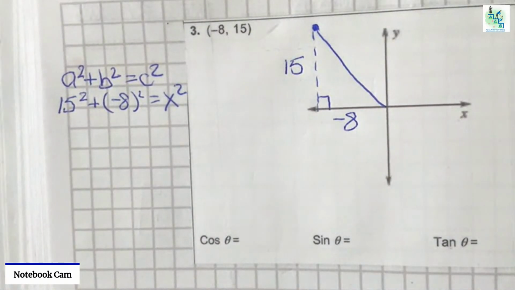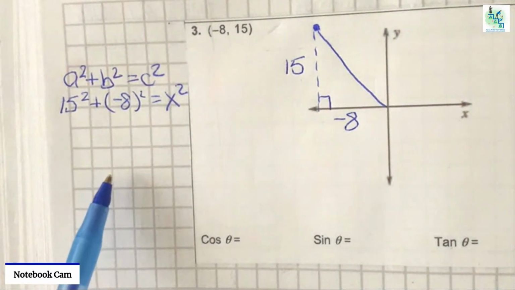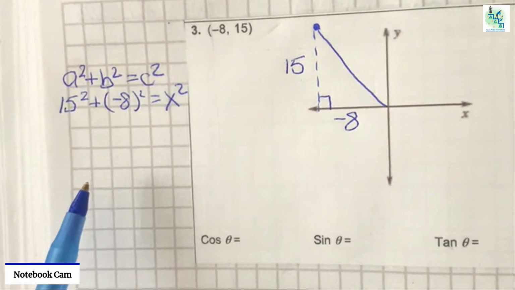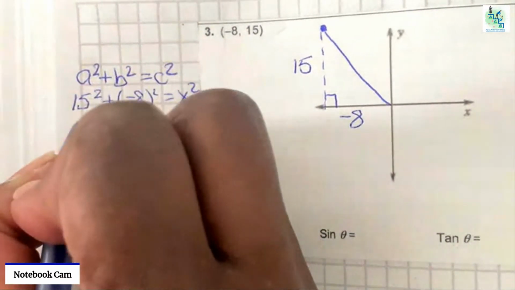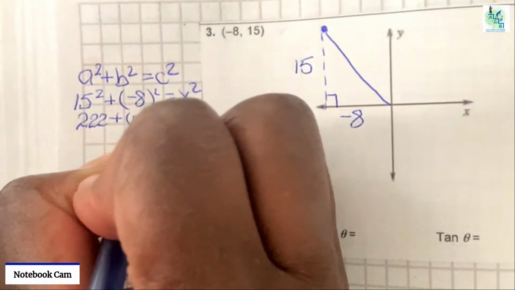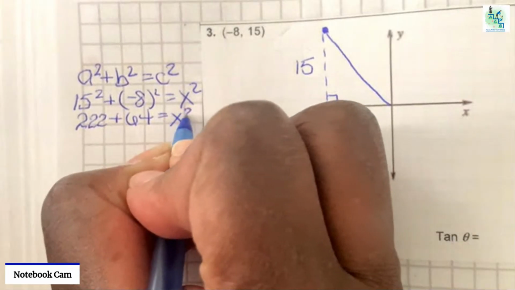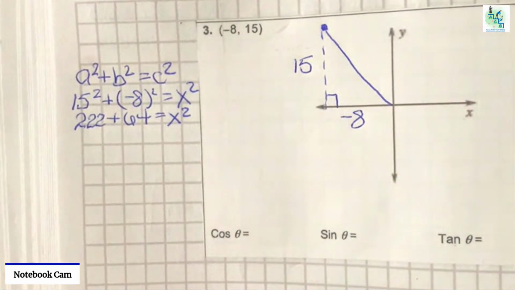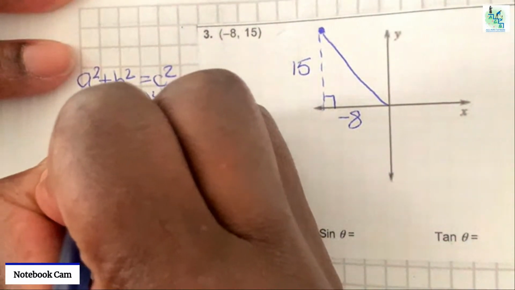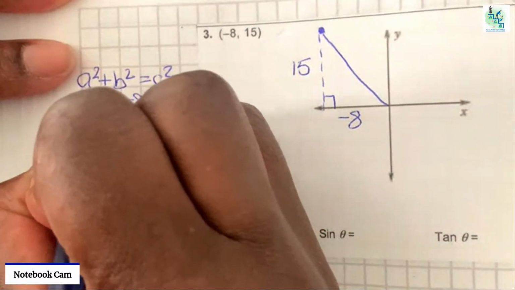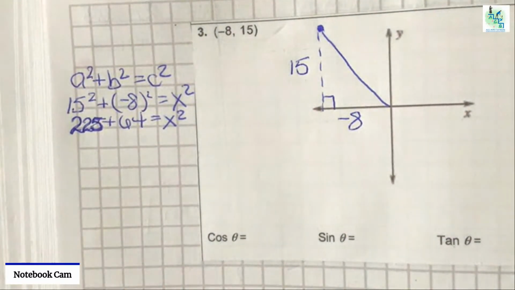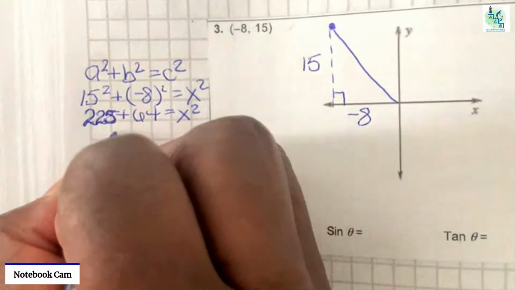So with our 15 squared plus our -8 squared, which gives me 64, we'll have 225 plus 64. That's equal to our x squared. So 225 and 64. Why am I not writing stuff down? So crazy. This is why we don't do math in pen. See? Exhibit A. All right, so we'll add that together so we get our 289.